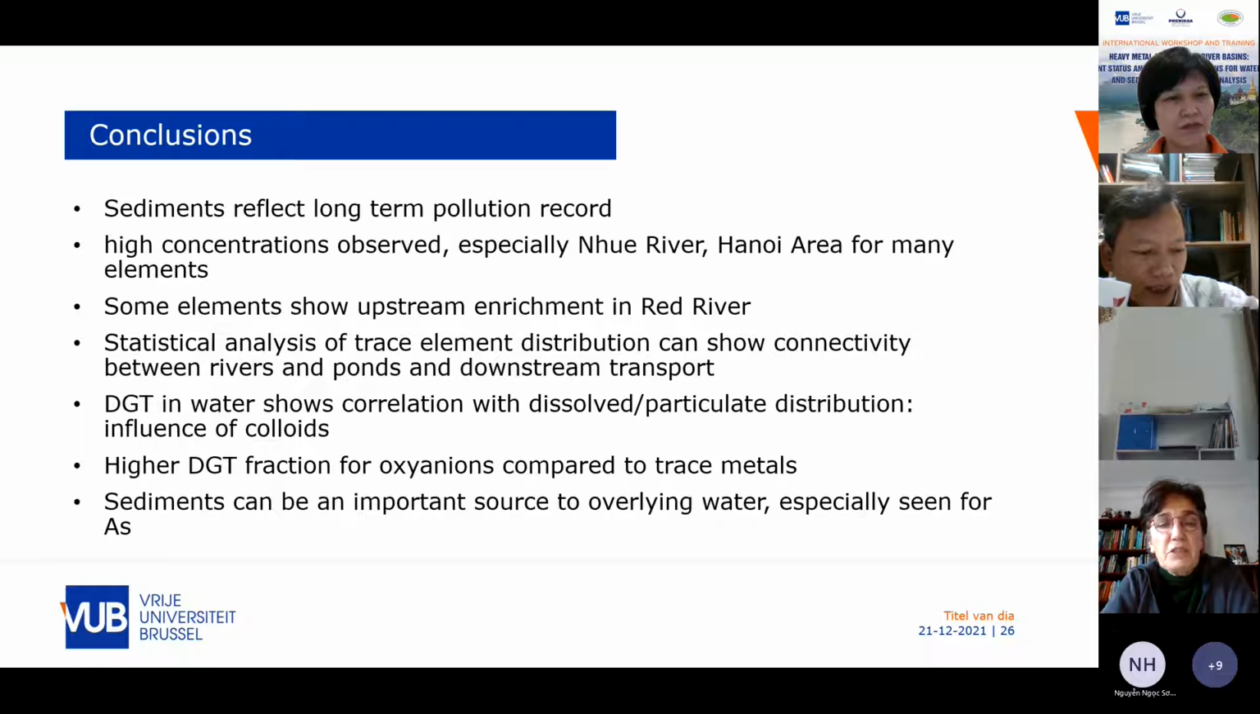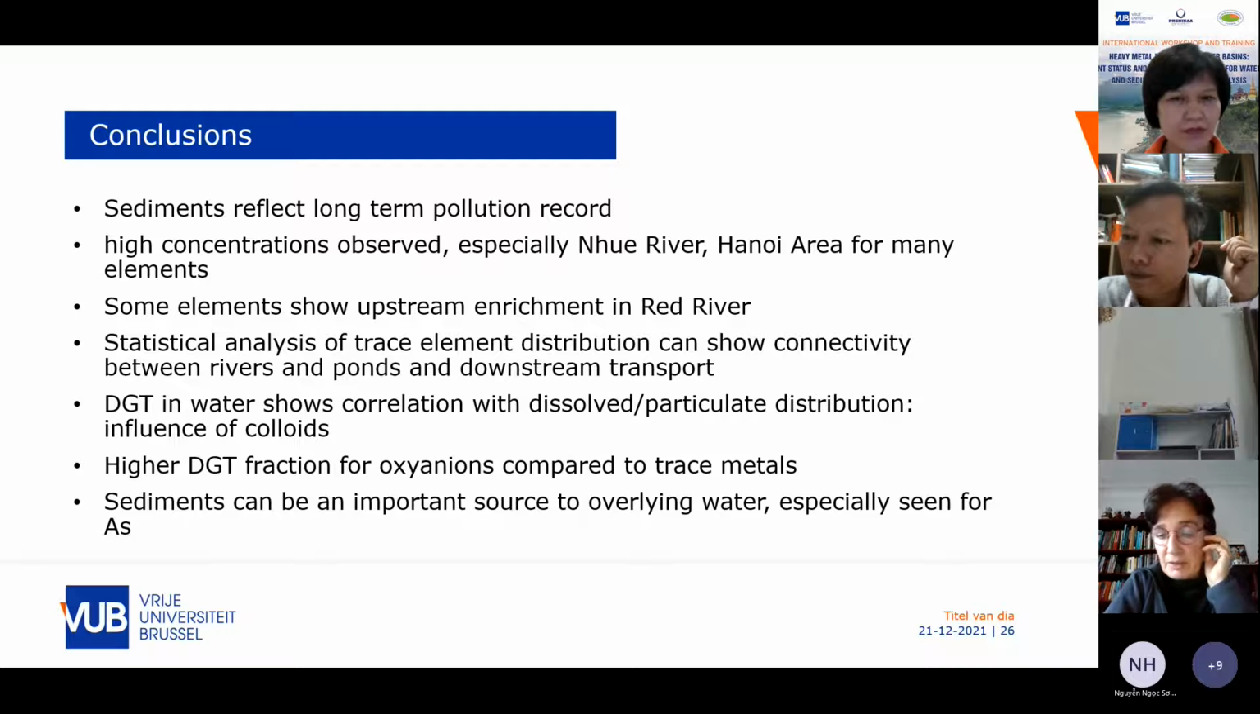which is higher. This DGT labile fraction is higher for the oxyanions compared to the trace metals, and especially for arsenic, the sediment can be an important source to the overlying water. So we still have to calculate the benthic fluxes, where we have the data to do that. Okay, so this was the end of my presentation.